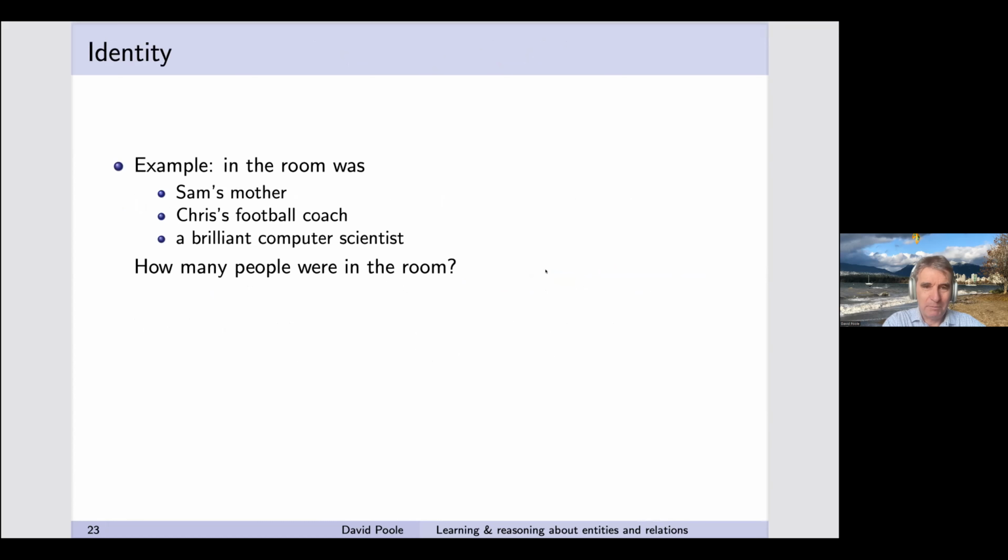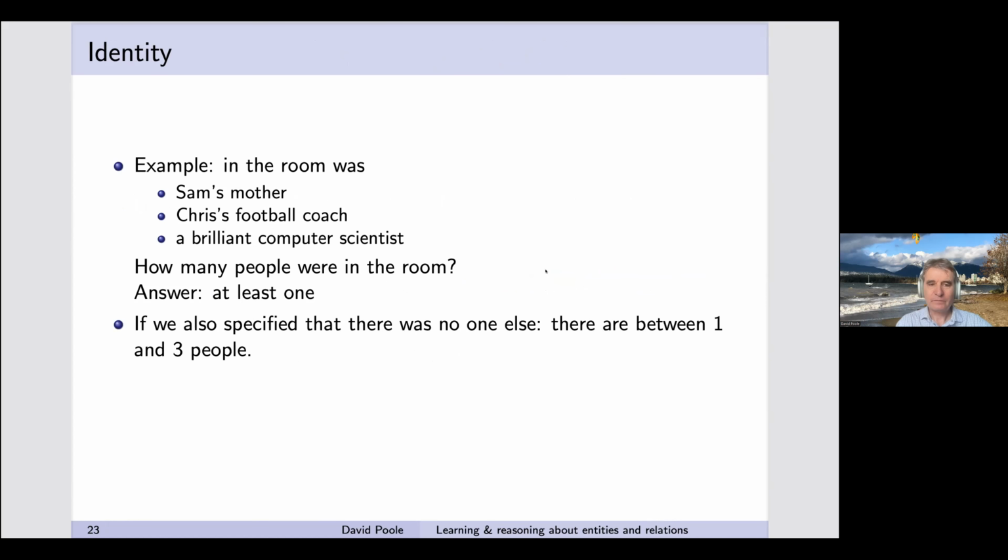So let's look at this example. In the room were Sam's mother, Chris's football coach, and a brilliant computer scientist. How many people were in the room? Well, some people look at this and say 3. Of course, the answer is at least 1. It could be the same person who's Sam's mother, Chris's football coach, and a brilliant computer scientist. So there's at least 1 person in there. It was also specified there was no one else, so we know there are between 1 and 3 people.